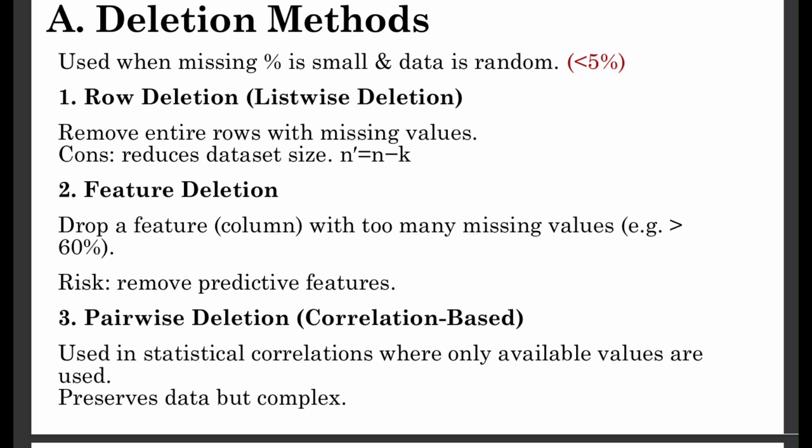Method 3: pairwise deletion. Used specifically in statistical correlations. Instead of deleting entire rows, you only use the available pairs of values for each specific calculation. This preserves more data, but it can introduce complexity because different calculations may use different subsets of rows. Example: if you have x and y values, but y is missing in row 2, you compute the correlation using only the rows where both x and y are present. Rows 1 and 3, for example.